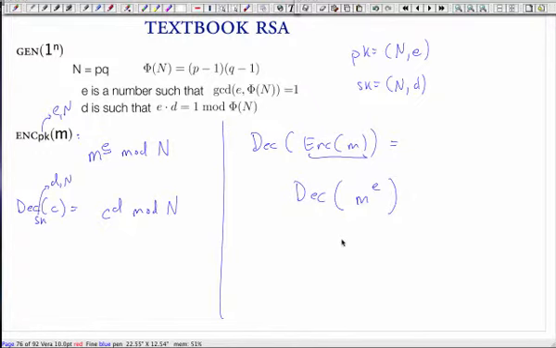And then the decryption of that is going to be... and here is why it works. Because we know that ED is equal to 1 mod phi of n, we know that this is equal to some number k times phi of n plus 1 mod n.